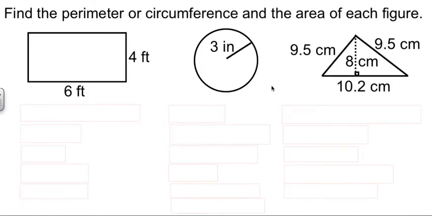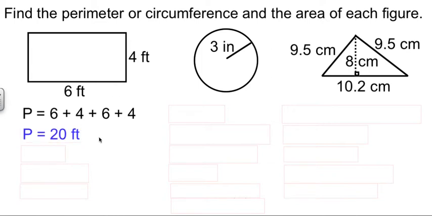And then our final slide, we're going to find values for perimeter or circumference, and then area for each figure. So we need to decide what we're looking at first. We're looking at a rectangle. Well, the perimeter is add up all the sides. 6 plus 4 plus 6 plus 4, which is 20 feet.